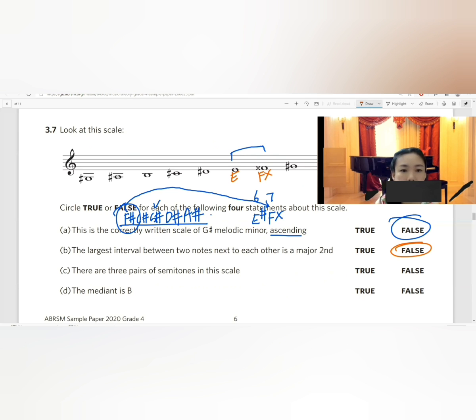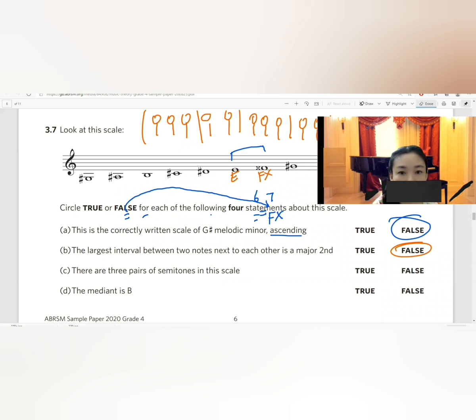Next one, there are 3 pairs of semitones in these scales. The answer is yes, because G sharp to A sharp. Okay, let's draw the keyboard. Semitones means they must be a semitone apart, which is 1 step apart on the keyboard. So the first two are G sharp, A sharp. So G sharp is here, A sharp.